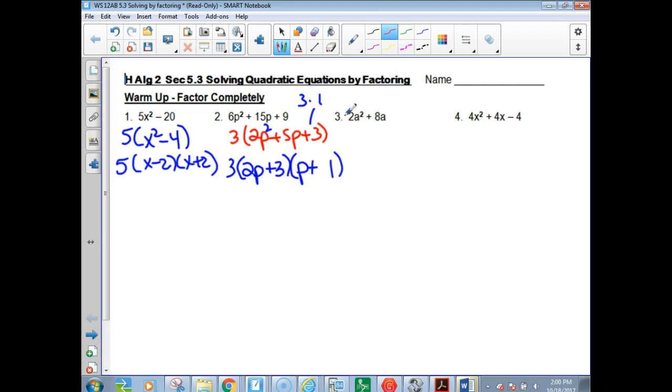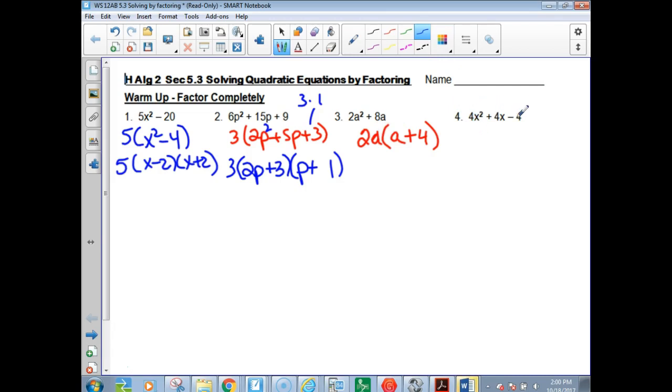Okay. And number 3, each term can be divided by 2 and an a. So I'm going to factor out a 2a. 2a squared divided by 2a would be a left over. Another way to look at it is a times 2a would be 2a squared. Plus 8a divided by 2a is 4. And then you can just double check and make sure that if you redistributed the 2a, would you get back to the original? And the answer is yep. Okay, that's done.